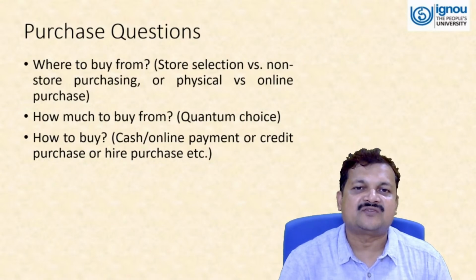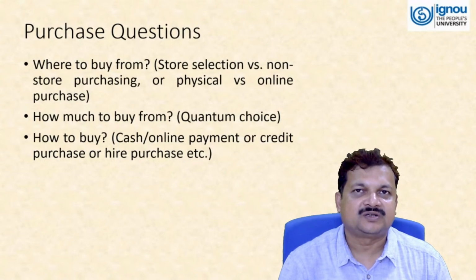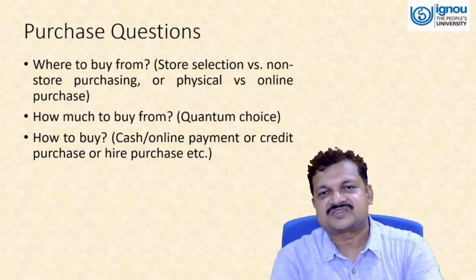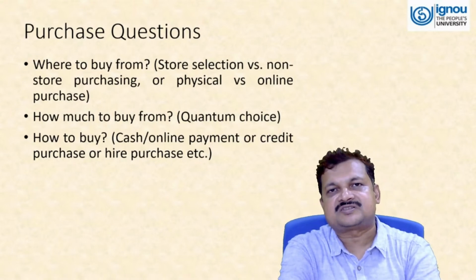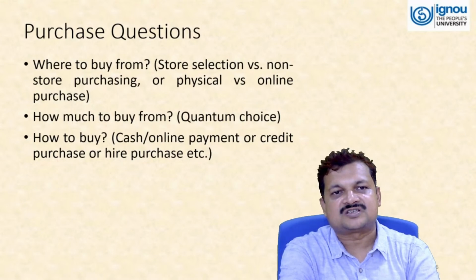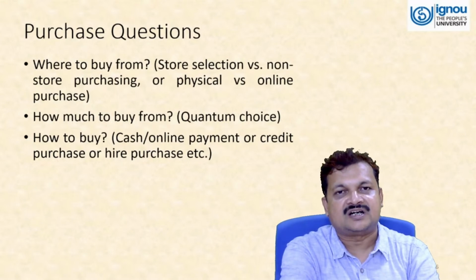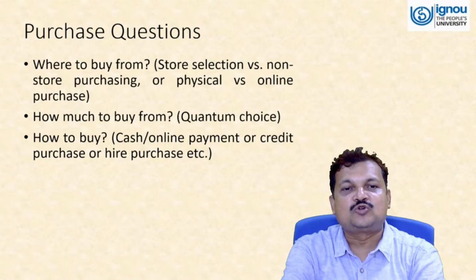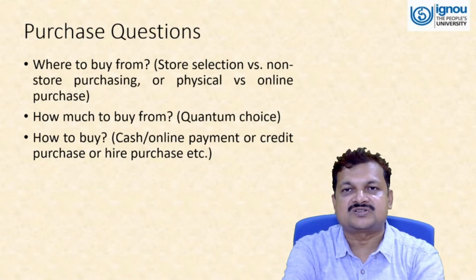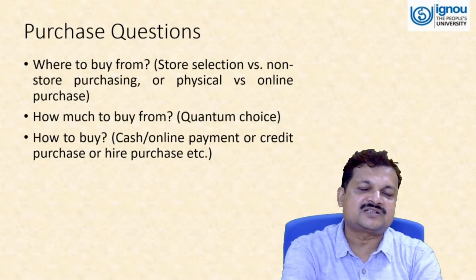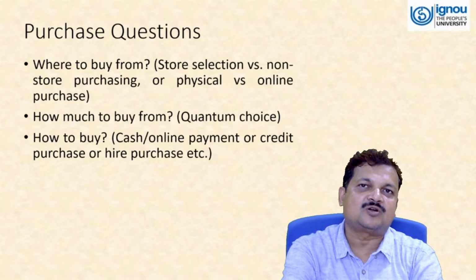Second, how much to buy, that means the quantity. If you are going to purchase a detergent, or rice, or a refrigerator of a certain size, you need to understand what size and what quantity you want to purchase. And how to buy? So that is the third question, because nowadays people sometimes do not have enough money to purchase.